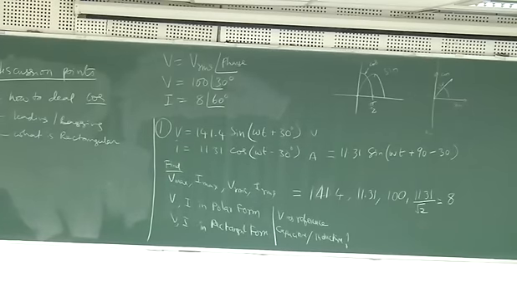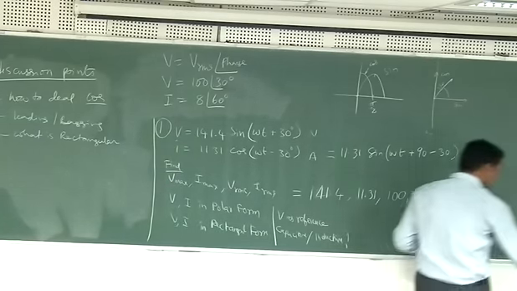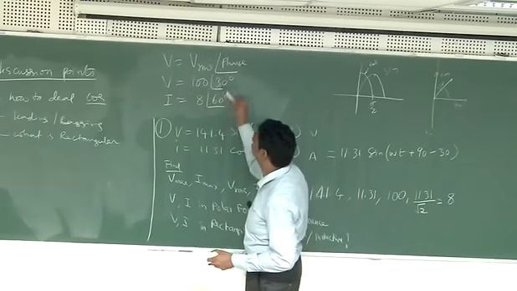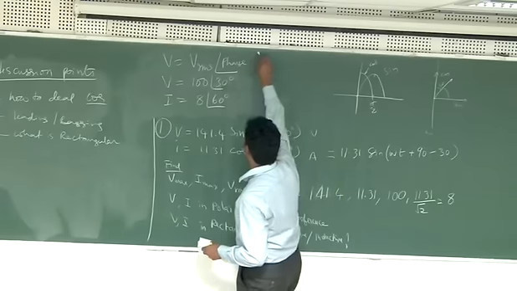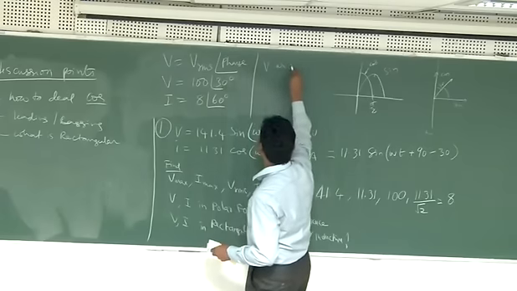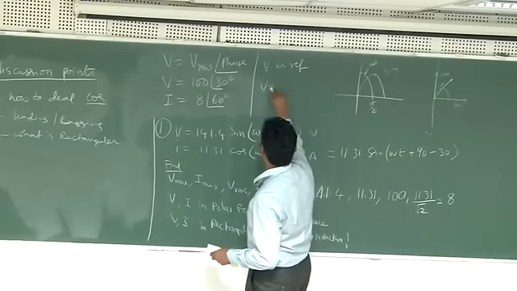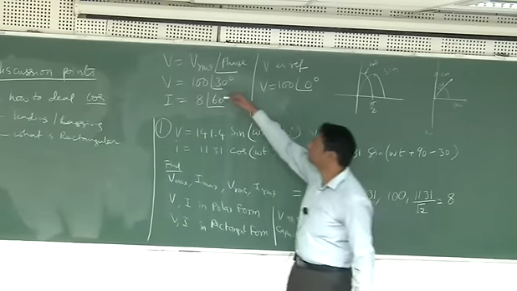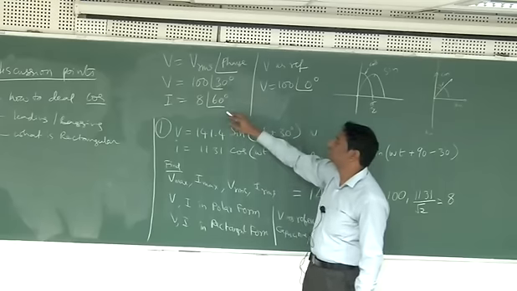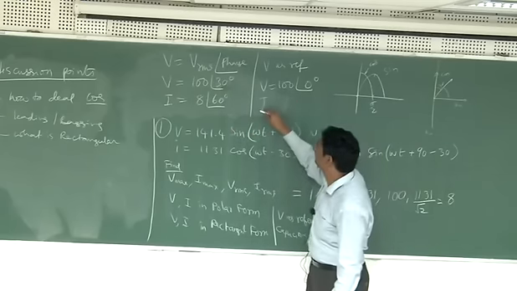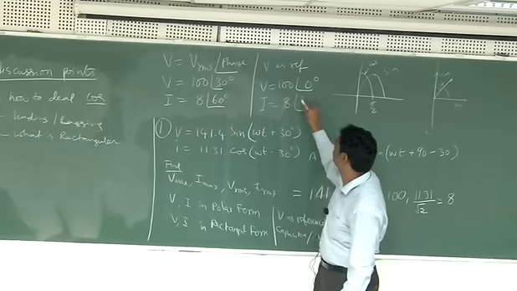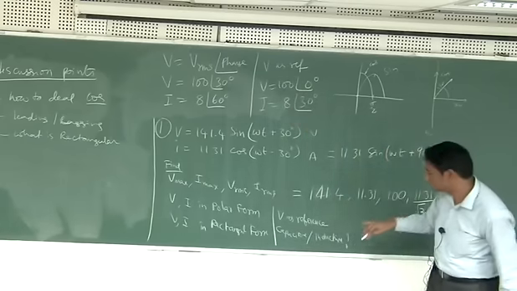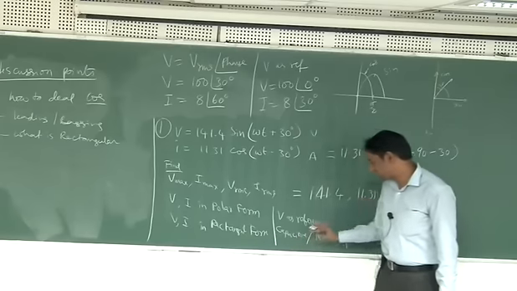But this is not our final answer, because this all considers 0 as the reference. If I want to take V as the reference, then V will be 100 at 0 degrees. V is coming back by 30 degrees, so this also reduces by 30 degrees. So I will be 8 at 30 degrees. This is V and I with V as the reference, which is what is asked in the question.